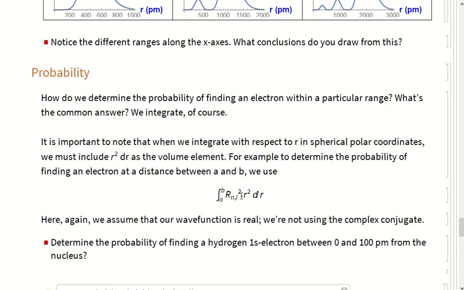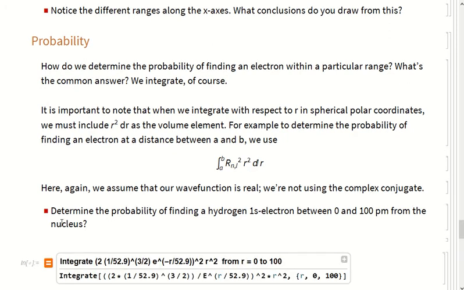With the probabilities that we've used with Cartesian coordinates, we've just taken the wave function, squared it, and multiplied it by the appropriate volume element. In this case, with spherical polar coordinates, we have to multiply it by r squared times dr. So that's how we do it. So let's ask, all right, what's the probability of finding an electron in the 1s orbital between 0 and 100 picometers from the nucleus?